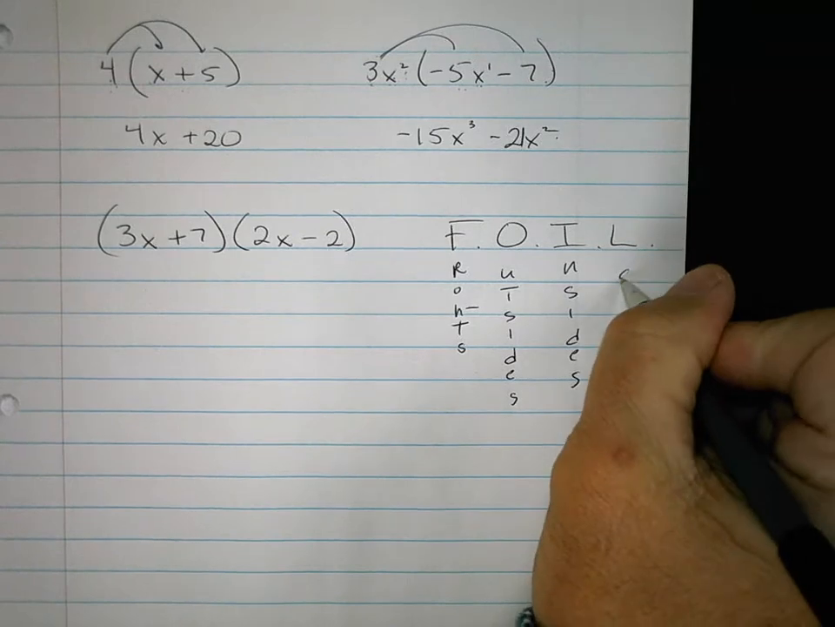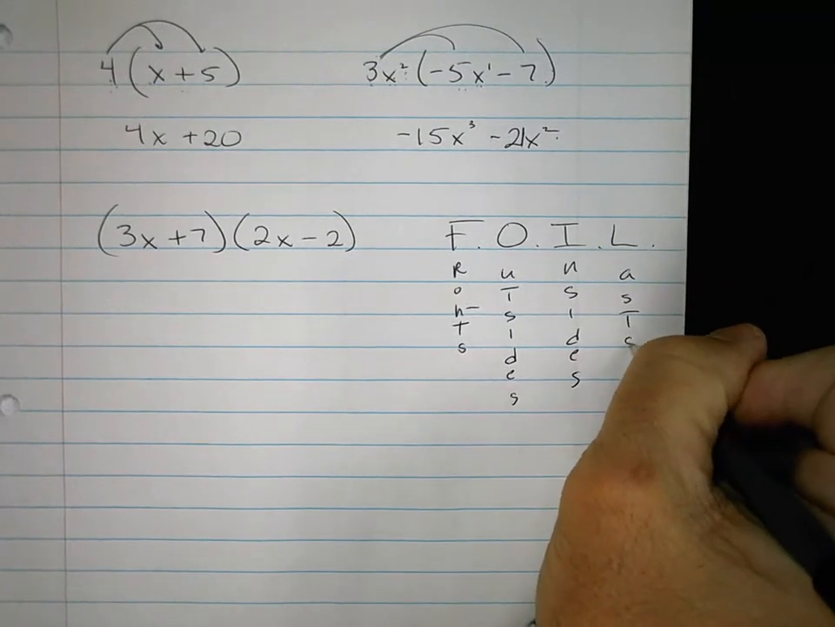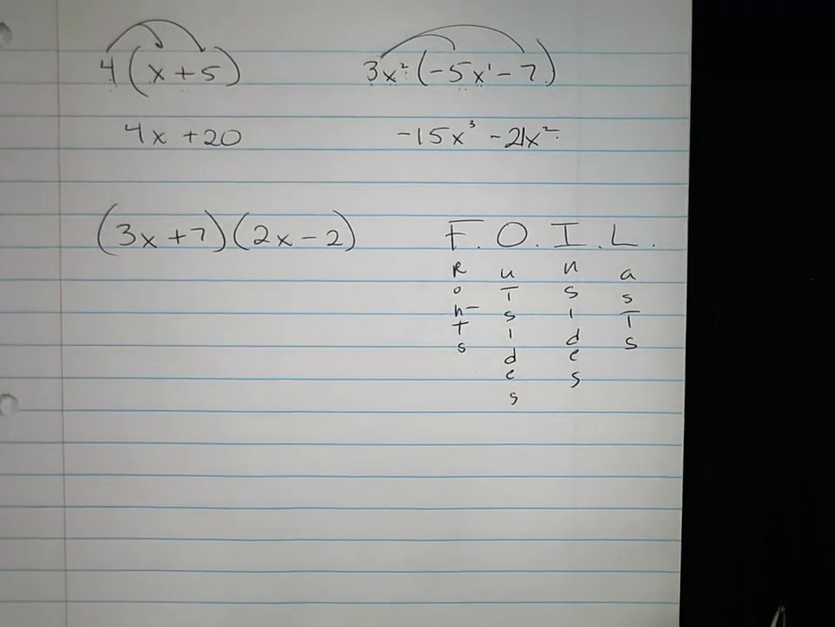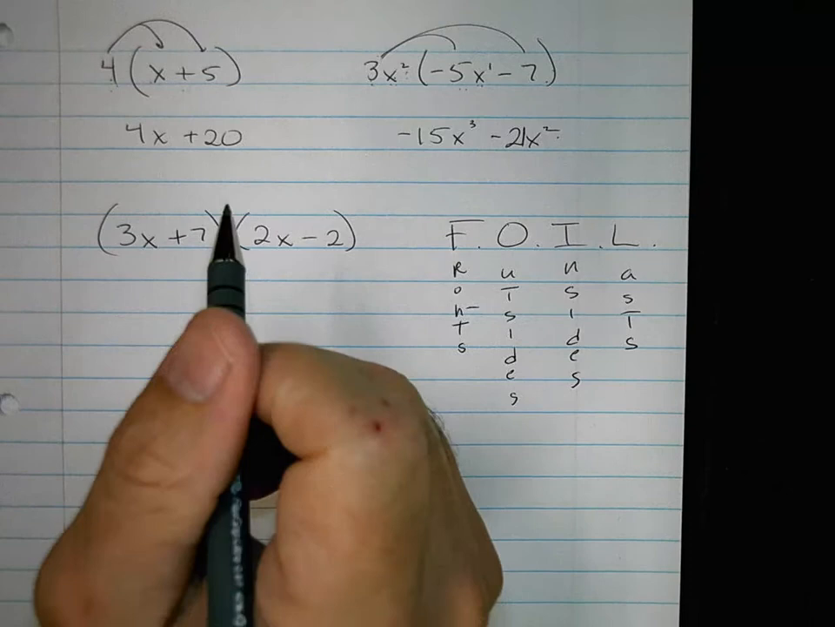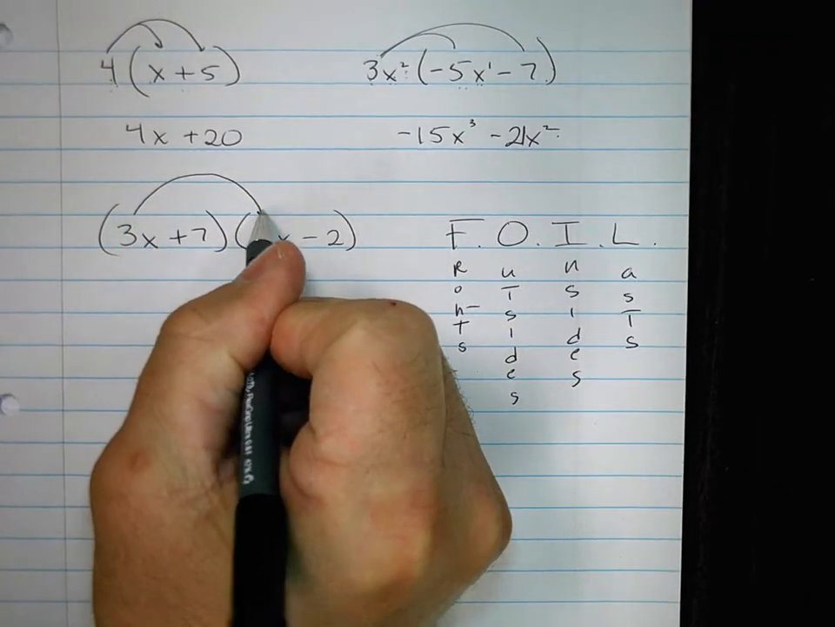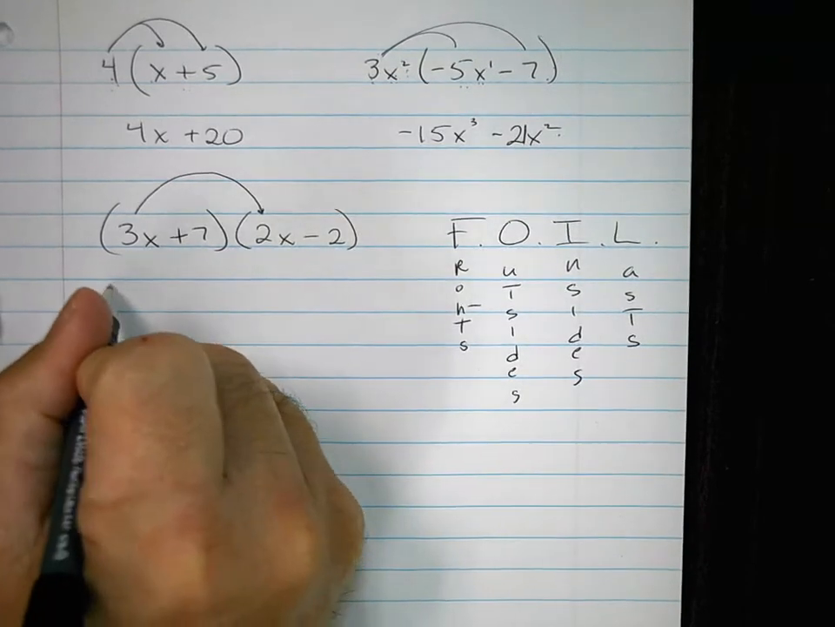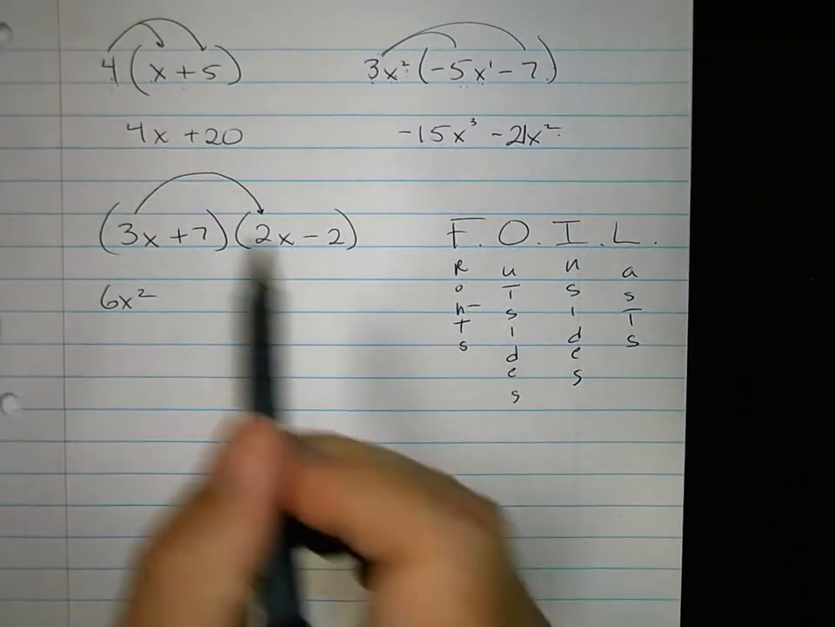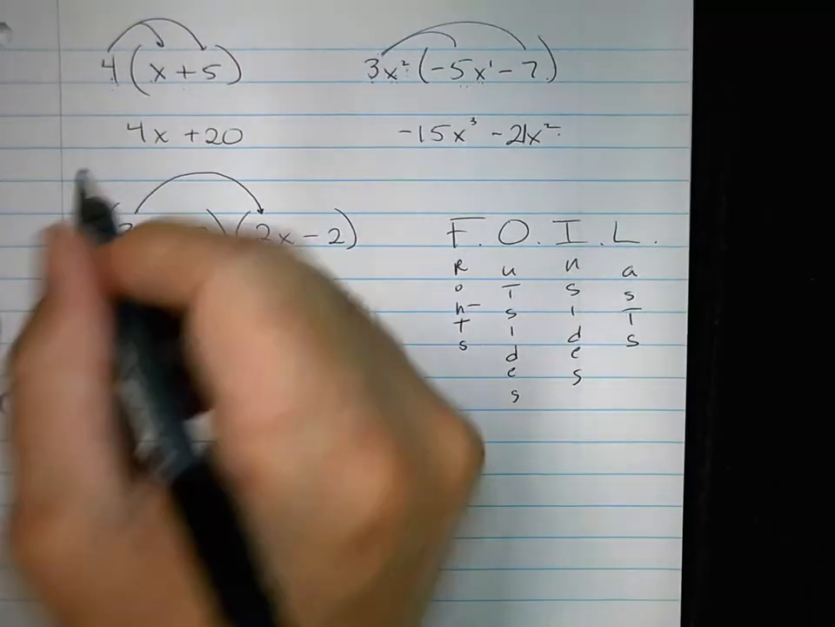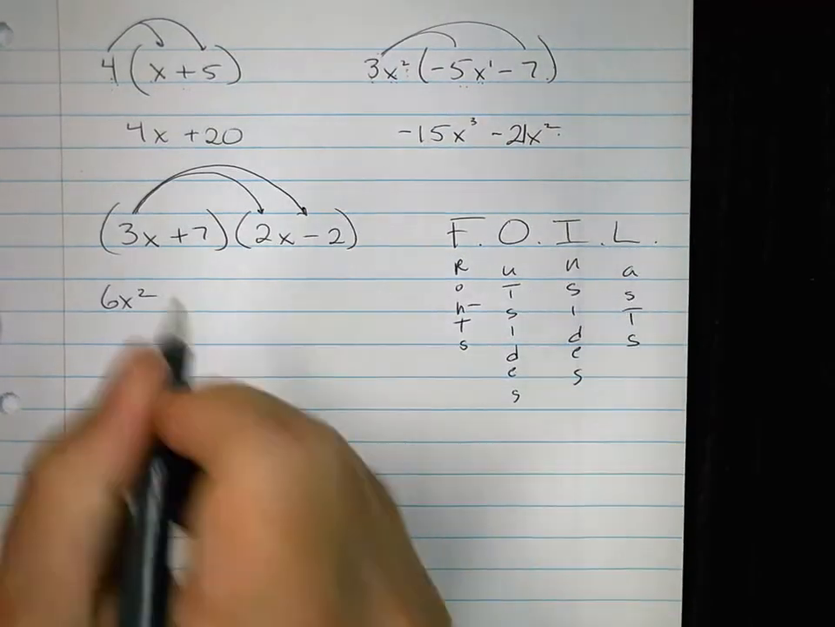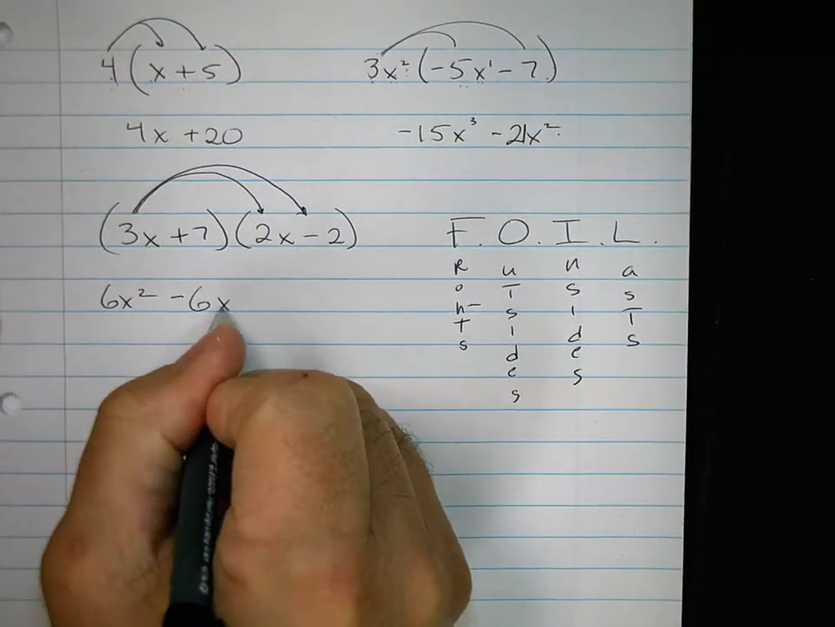And the L stands for lasts. Hopefully you can read that. Fronts, outsides, insides, lasts. So if we look at the two binomials, what two pieces or parts of the binomials are out front? Well, these guys are out front. So 3x times 2x is 6x squared. Next we have outsides. Well, the 3x and the negative 2 are on the outside of the two binomials. So 3x times negative 2 is negative 6x.